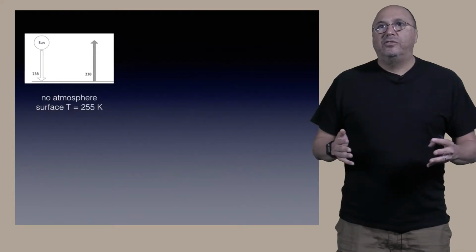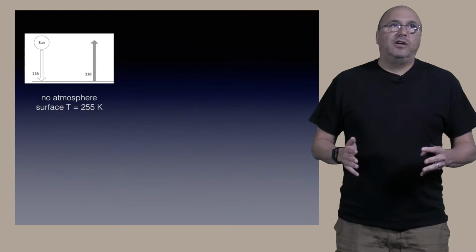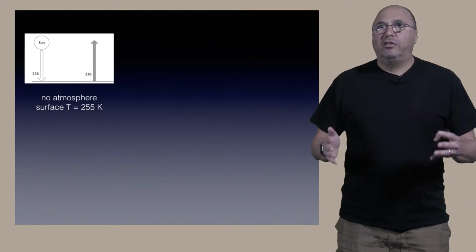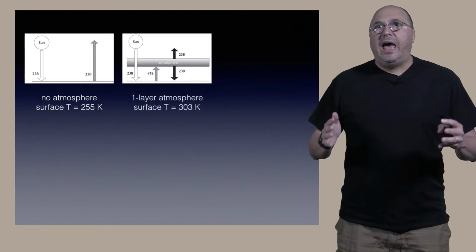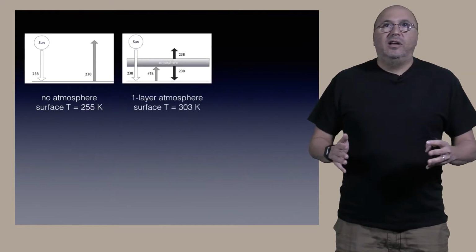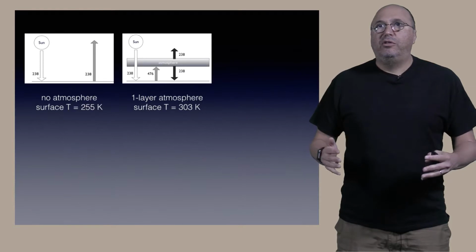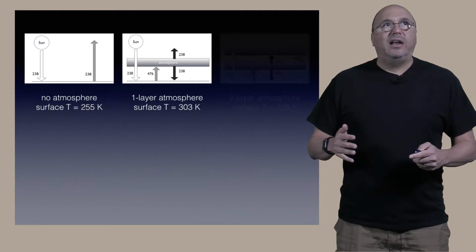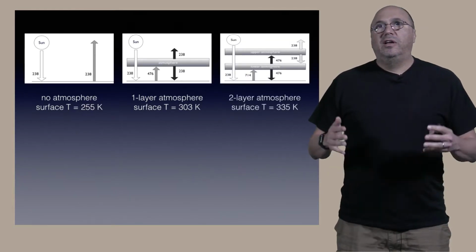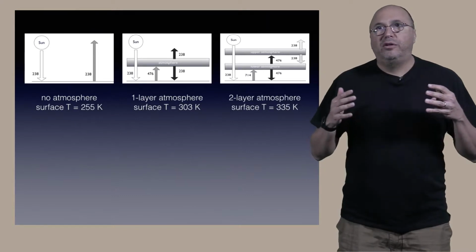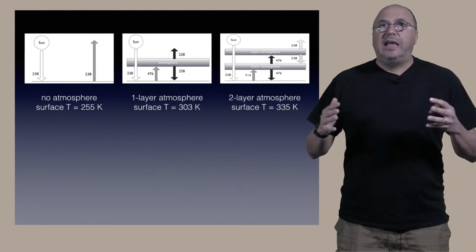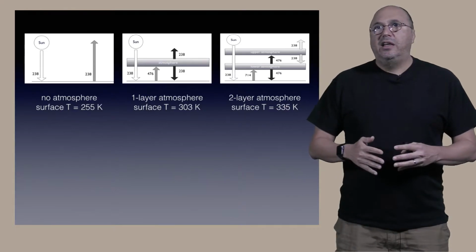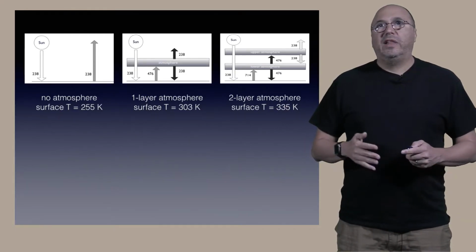So let's summarize. With no atmosphere, the surface temperature of the Earth-like planet was 255 Kelvin. If we add a one-layer atmosphere, the temperature rises to 303 Kelvin. If we add a two-layer atmosphere, the temperature rises to 335 Kelvin. Now, we can generalize this to an n-layer atmosphere, where n is some arbitrary number of layers.